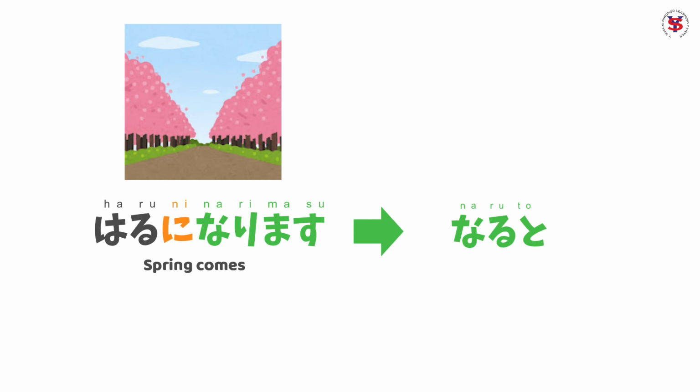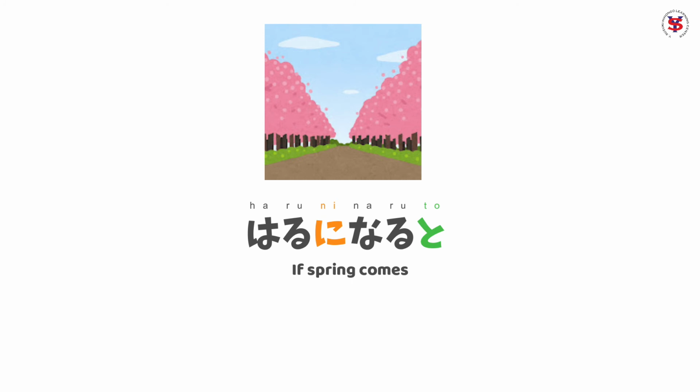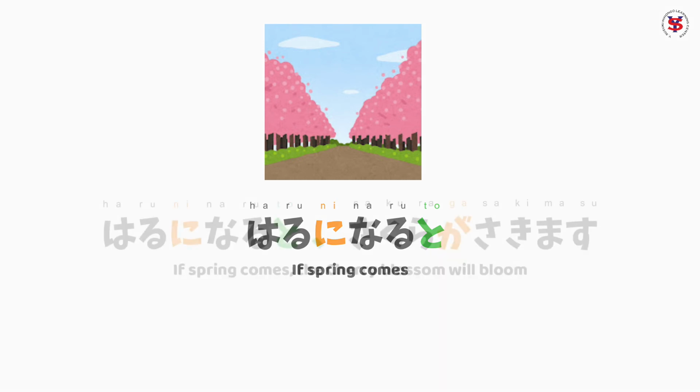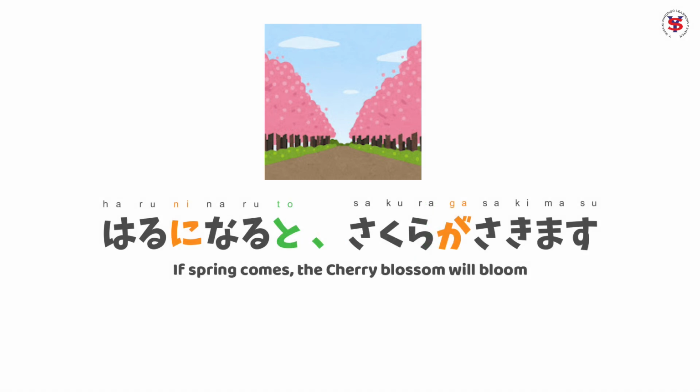First, gawing dictionary form ang verb narimasu, magiging naru. Next, idudugtong natin ang to. So, ang conditional sentence natin dito ay haru ni naru to. Idudugtong na natin ang main sentence, sakura ga sakimasu. So, kumpletuhin natin ang sentence, haru ni naru to sakura ga sakimasu.